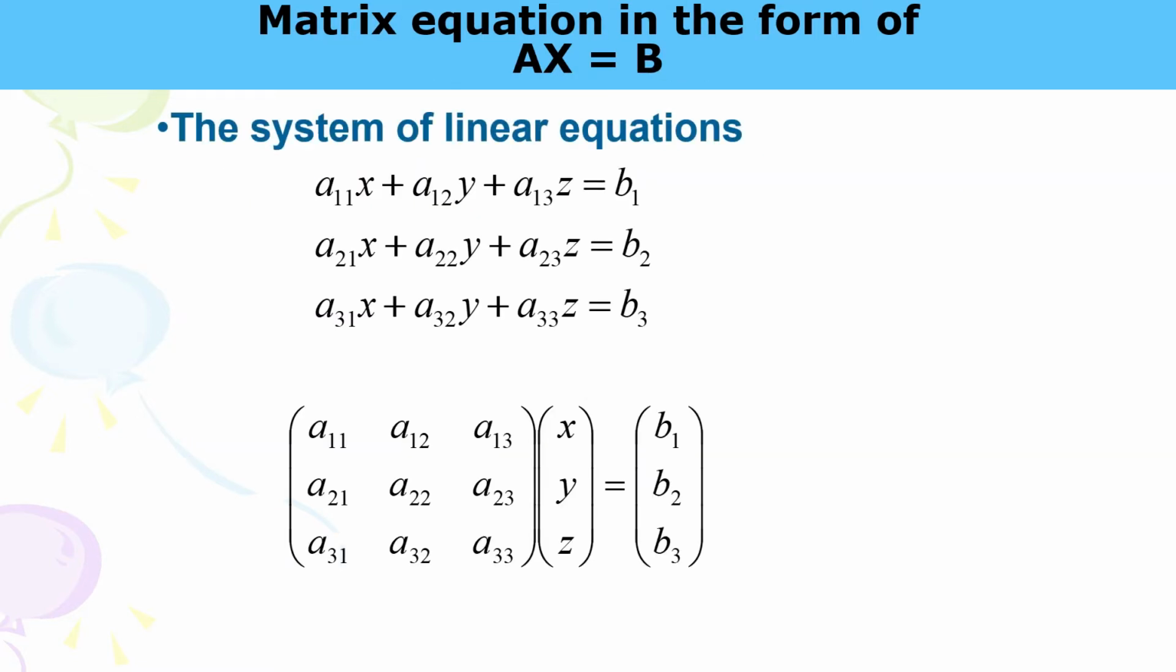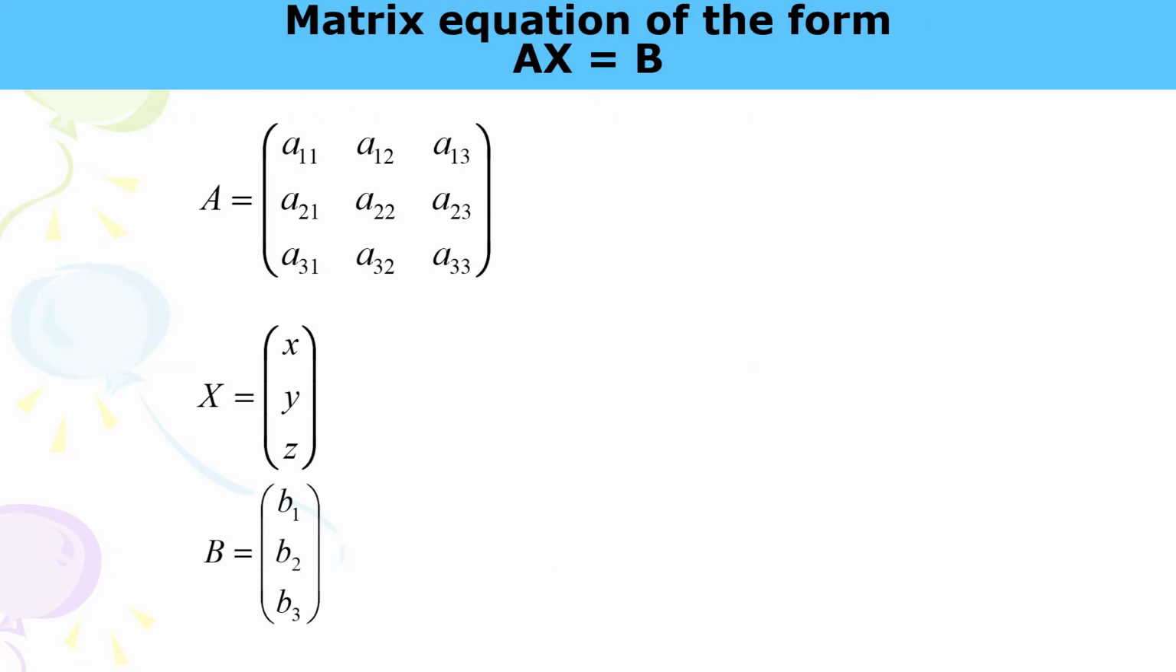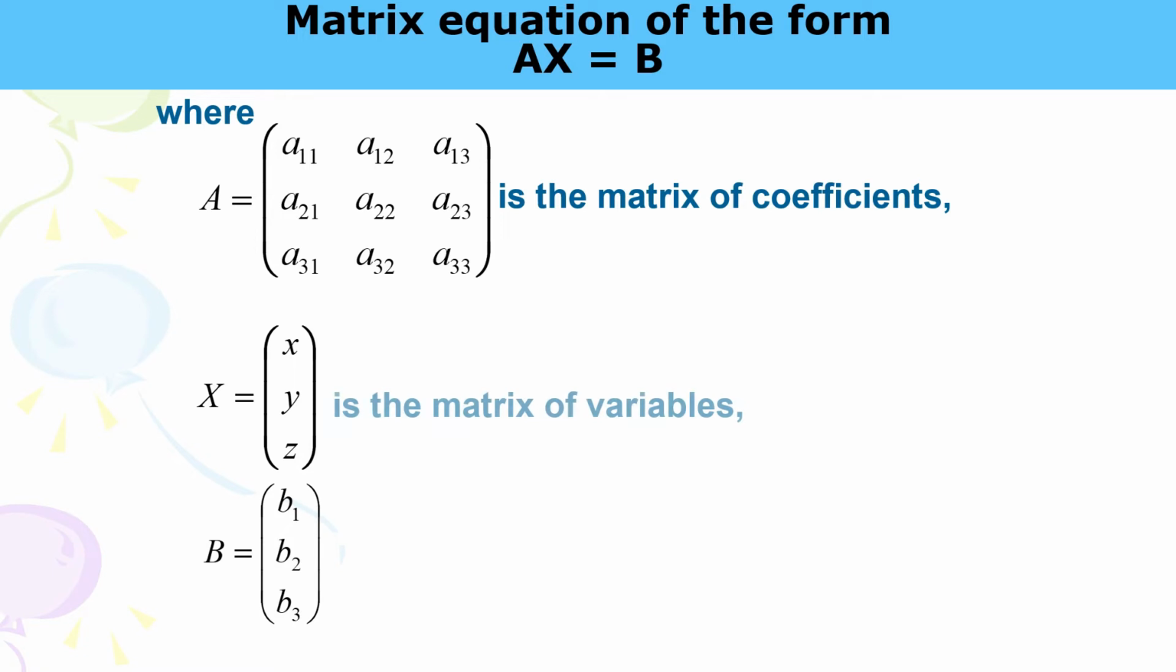This is the form of a system of linear equations, which can be written in the form of AX = B, where A is the matrix of coefficients with 3 times 3 format, X is the matrix of variables, and B is the matrix of constants.